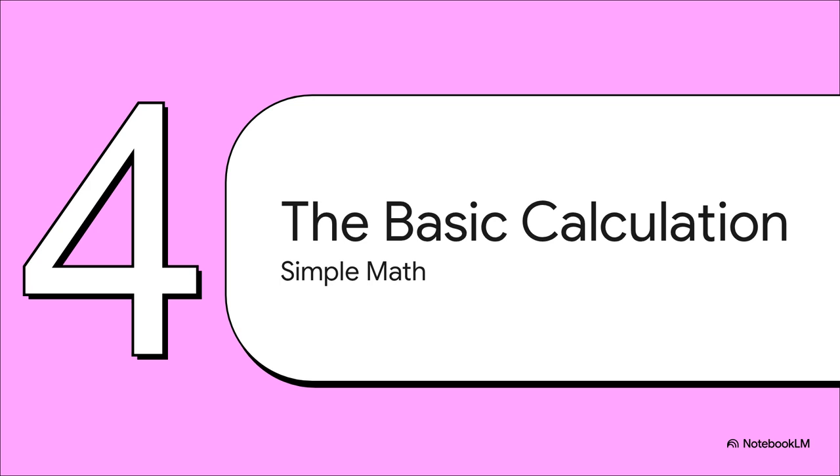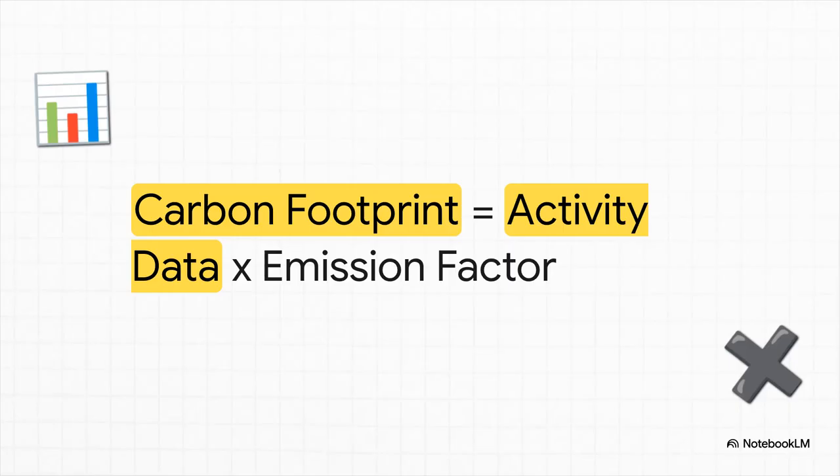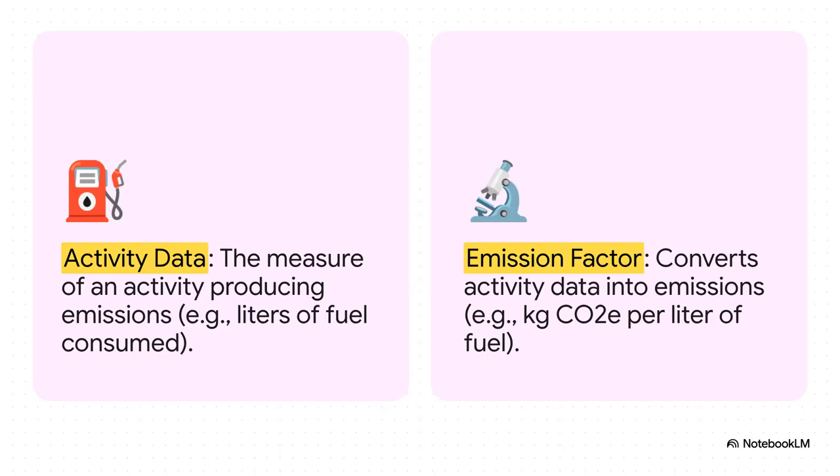So, with all that background in place, we can finally get to the actual math. And you might be surprised by just how simple the basic formula really is. The entire calculation really boils down to this one simple equation. Your carbon footprint equals your activity data multiplied by an emission factor. That's it. So let's quickly break down what those two things actually mean. It's a pretty simple 2-step. First, your activity data is just the raw number of what you did. How many liters of fuel you used, how many kilowatt hours of electricity you bought. Then you multiply that by the emission factor. That's the magic number scientifically calculated that turns your activity into emissions. So liters of fuel times kilograms of CO2e per liter, bam, that's your footprint for that trip.